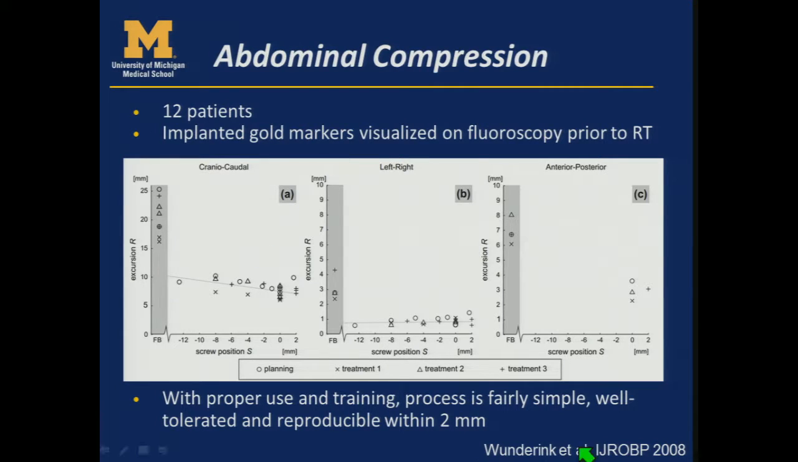And just another example here, 12 patients with implanted gold markers looking at fluoro, with free breathing excursion up to 2.5 centimeters, and then here with increasing compression, getting close to the 5 millimeter range. And so I think with proper use and training, using compression is pretty simple and can be well tolerated by patients, but it does require experience with your clinic. So it's not something you want to do on a random patient here or there. You really want to make sure your whole treatment team has experience with this technique.